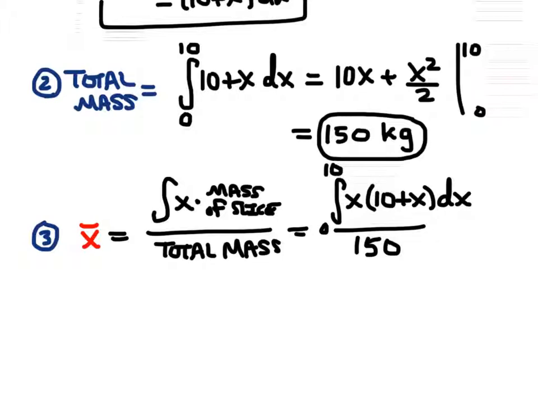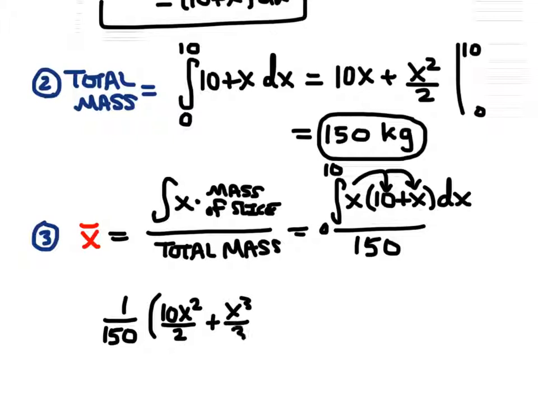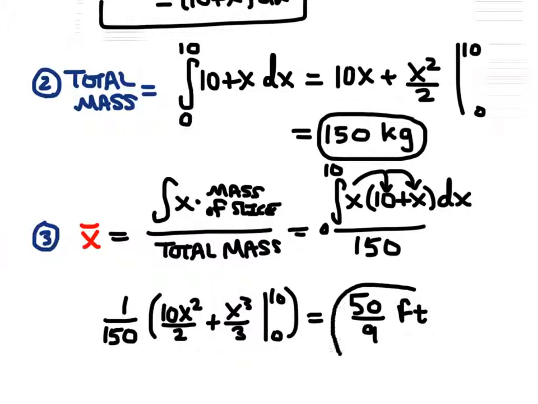All right, so let's pull out the 1 over 150, and we're going to integrate. So what I'm going to do first is distribute this in here. So you get 10x plus x squared, and when I integrate I get 10x squared over 2 plus x to the third over 3, and we're going from 0 to 10. And when you go through the algebra there, you'll find that this is 50 over 9. And this is a center of mass. This is a position. So our position was given in feet. So it's going to be 50 over 9 feet.